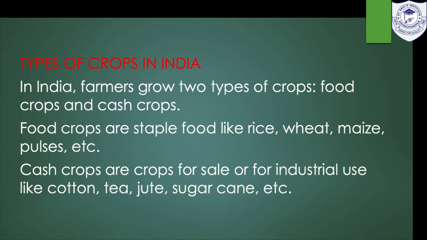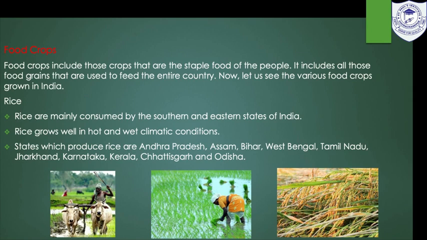And then the second one is cash crops. Cash crops are crops for sale or for industrial use, like cotton, jute, sugarcane, etc. That is, we can sell it out, or we can provide it to industries so that we can get it back as finished goods, like sugarcane can give us sugar, like that. Okay, next, food crops. Today we will be focusing mainly on these food crops, and then in the next class we will again study these cash crops.